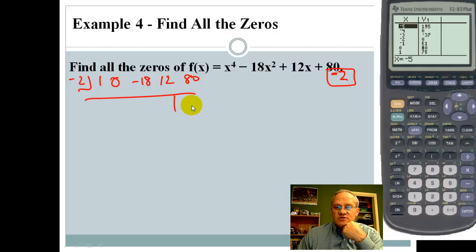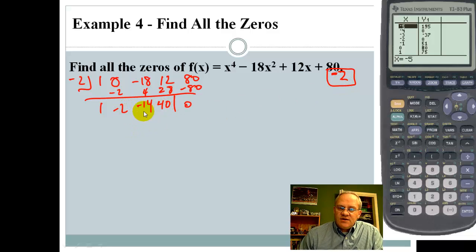Remember, we should come out with 0 as our remainder. 1, -2, -2, 4. That's going to be -14. And then that's 28, I guess. And we add those, that's 40, and negative 80, so that's good. So negative 2 is one of our zeros. Now let's take the remaining polynomial. Remember, it was x to the fourth, so this is going to be x to the third. x to the third minus 2x minus 14 plus 40.